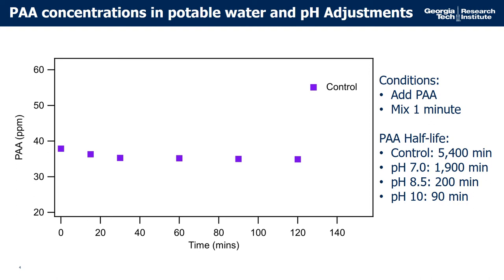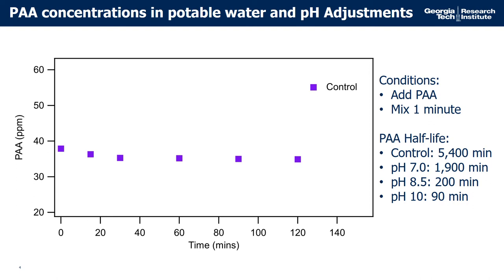From this data, a half-life, or the time it takes for half of the PAA concentration to be consumed, was calculated. It was found for this study that the half-life was 5,400 minutes, or 90 hours, or 3 3/4 days for the PAA to become consumed. This gives us a starting point for how stable this chemical can be without anything to break it down in water. Our next study was to understand how pH would affect the PAA stability.